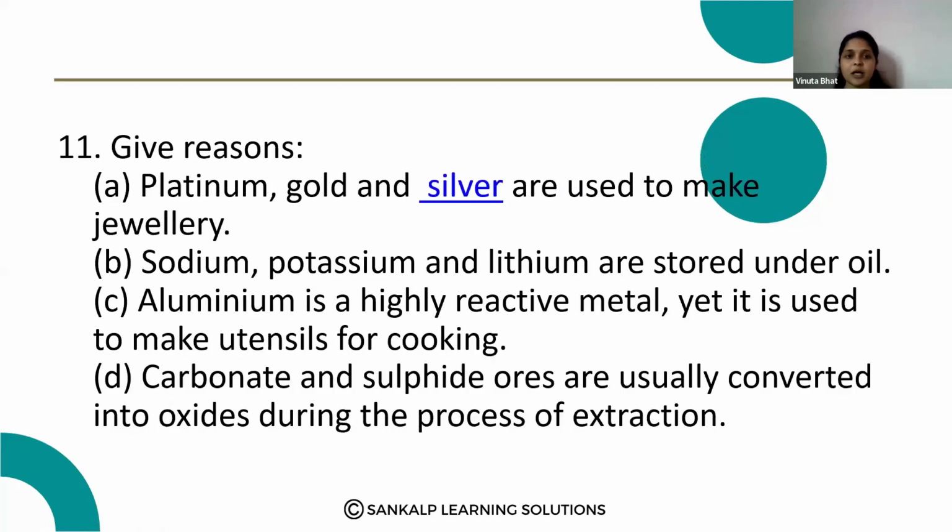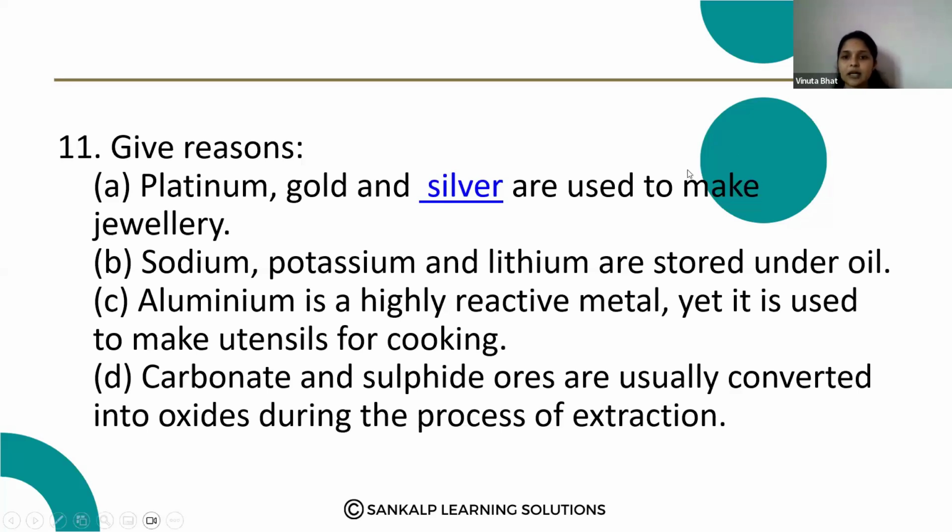Give reasons. Platinum, gold and silver are used to make jewelry. Sodium, potassium and lithium are stored under oil. Aluminium is a highly reactive metal yet it is used to make utensils for cooking. And the fourth one, carbonate and sulfide ores are usually converted into oxides during the process of extraction. Yes, please note down this question. So you should give the reasons for each question.